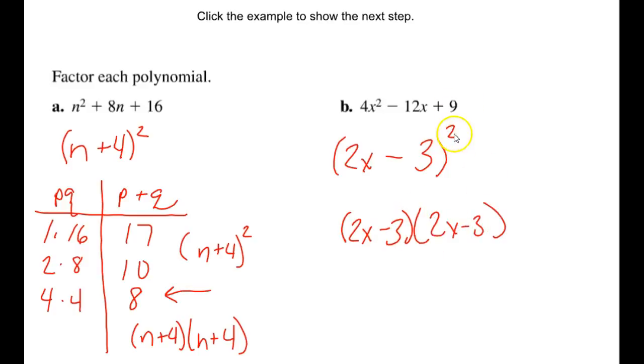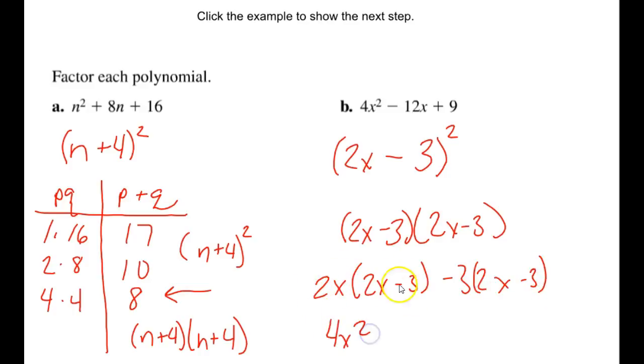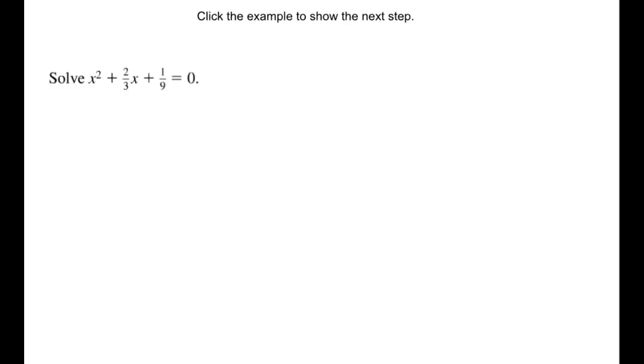Be careful when we have this squared sign that you don't just do 4x squared minus 9. Those are very different things. So now let's try this. I've got 2x times the quantity 2x minus 3, minus 3 times the quantity 2x minus 3. 2x times 2x is 4x squared. 2x times a negative 3 is negative 6x. Negative 3 times 2x is negative 6x. Negative 3 times negative 3 is a positive 9. So these two middle terms combine to negative 12x. I notice that I end up with the same thing that I started with, so I know my factoring was correct.